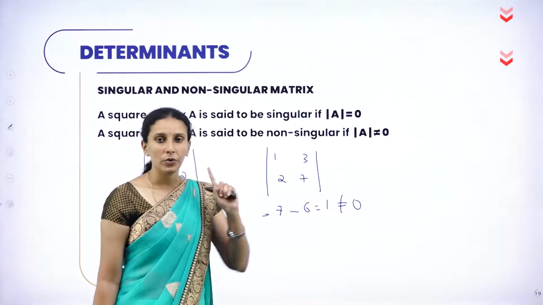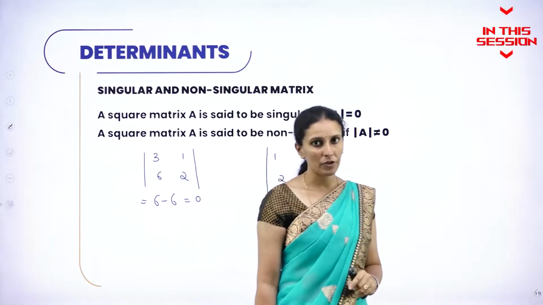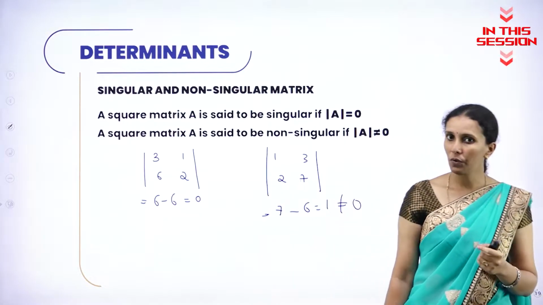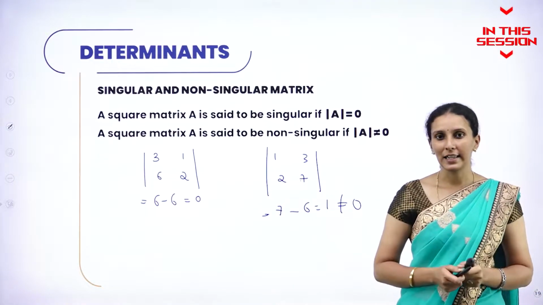When the determinant value is 0, it is called a singular matrix, and when the determinant value is not equal to 0, it is called a non-singular matrix.